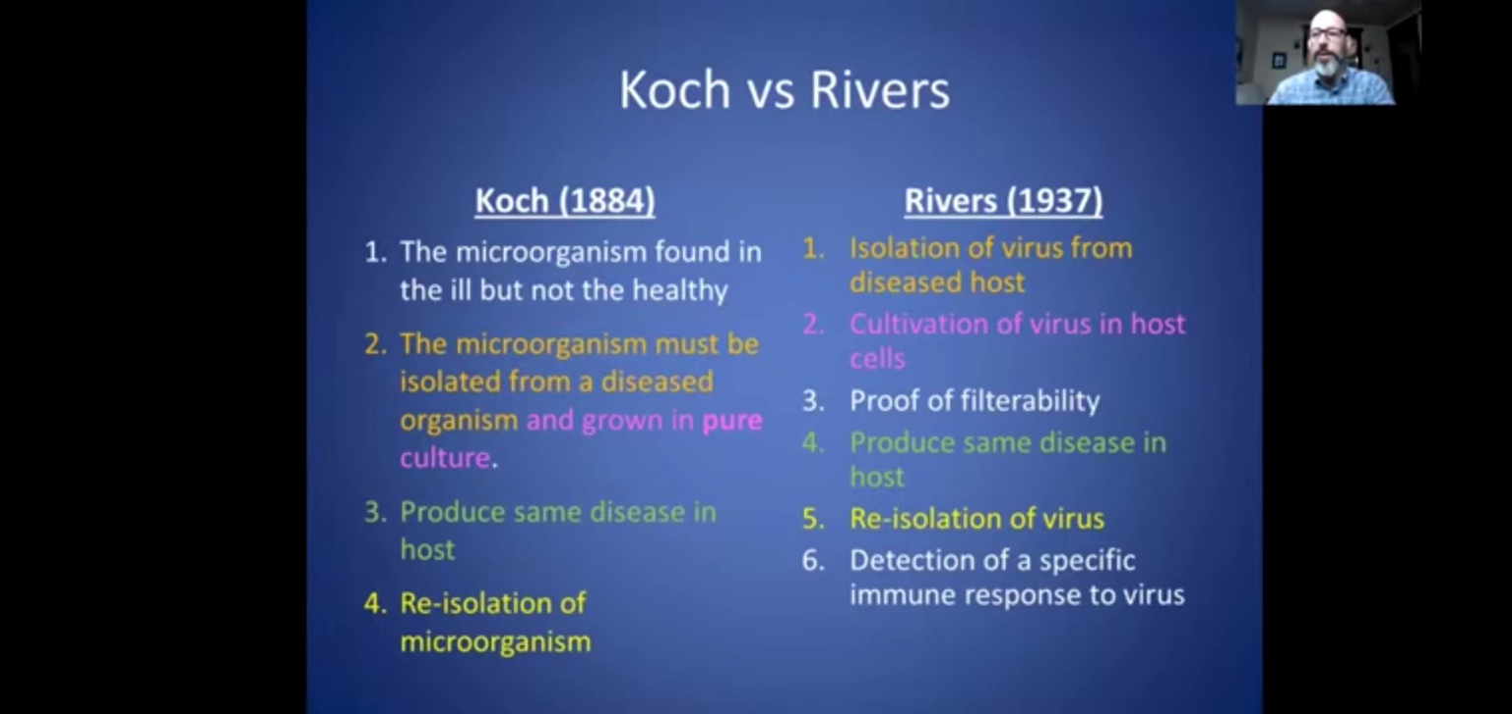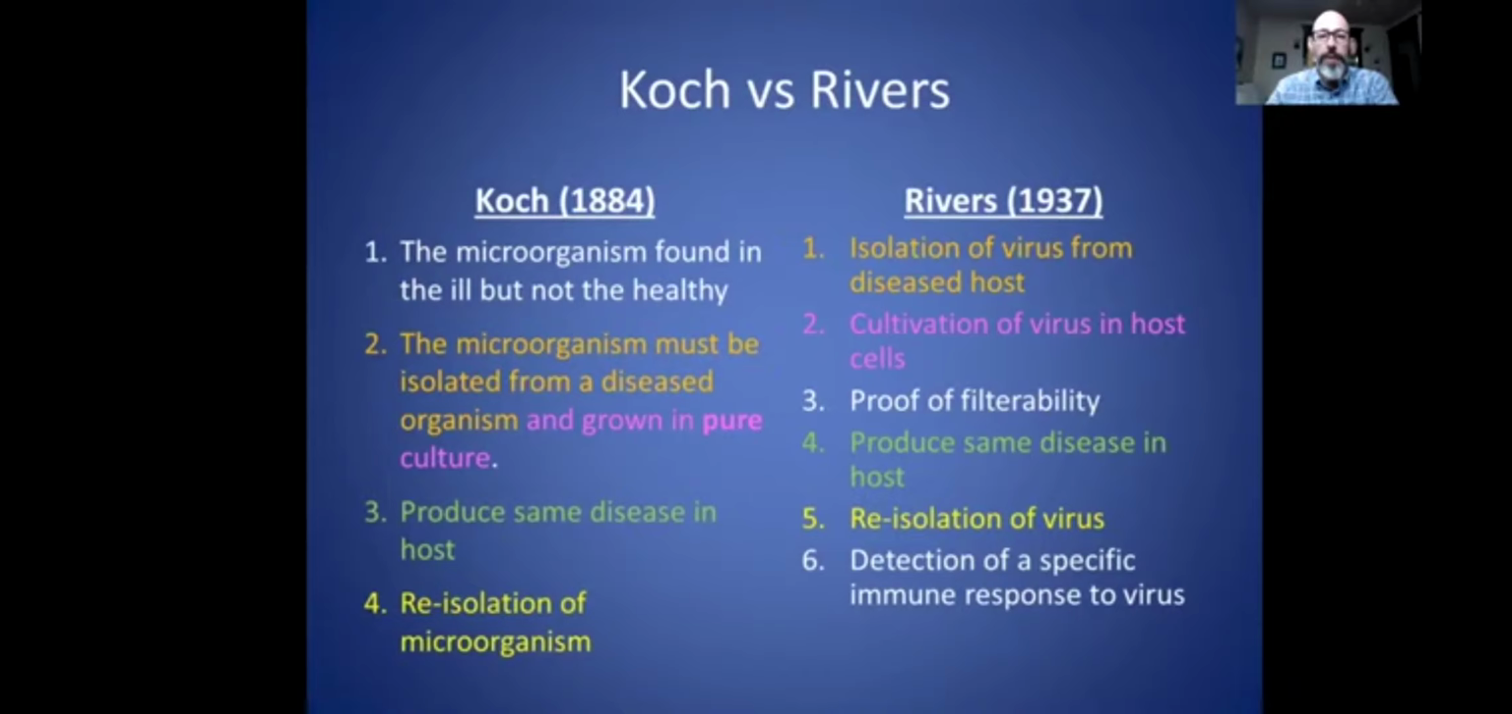So the one that Rivers did not require was that the microorganism is found in ill but not healthy people. So that seemingly was too difficult to prove for Rivers, but I feel that this is a major shortcoming. Because if you can't find a virus in a sick person with the disease that you're looking at, then how can you really say that it causes that disease?